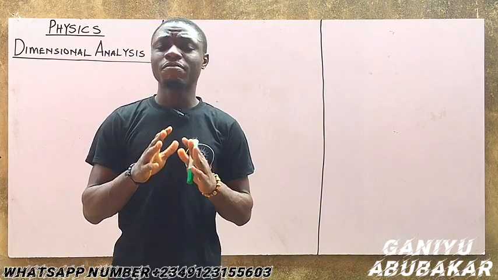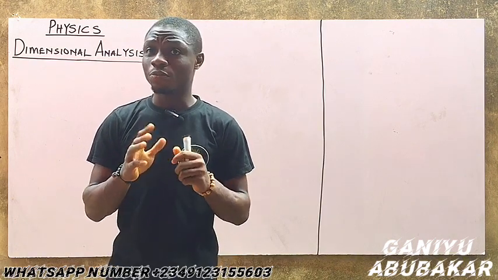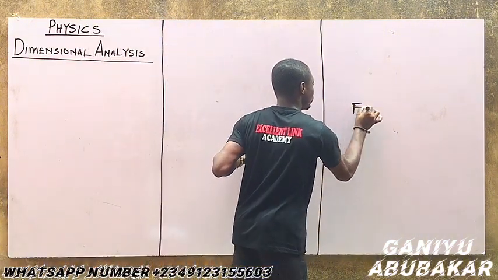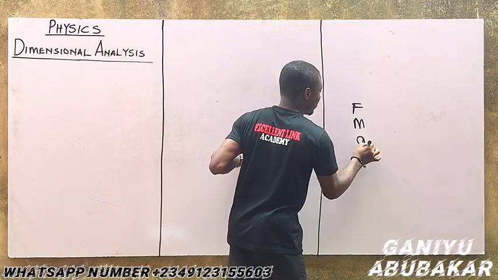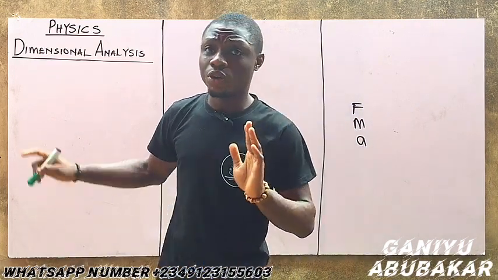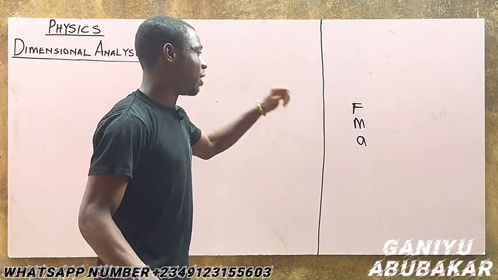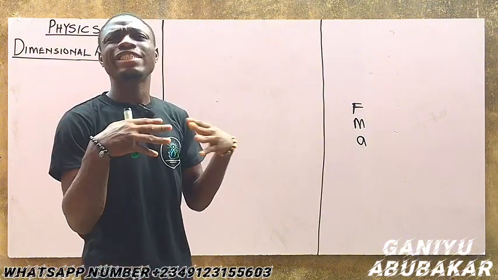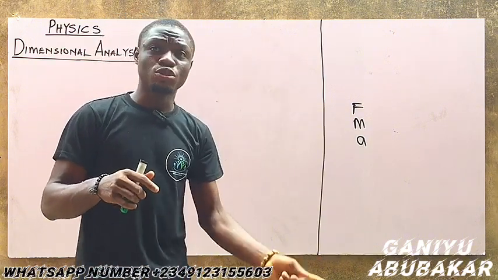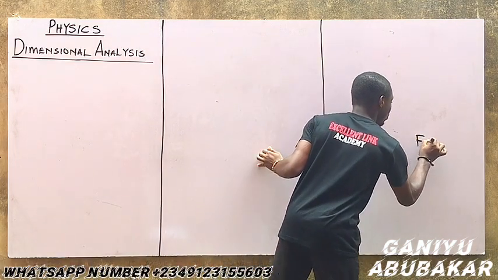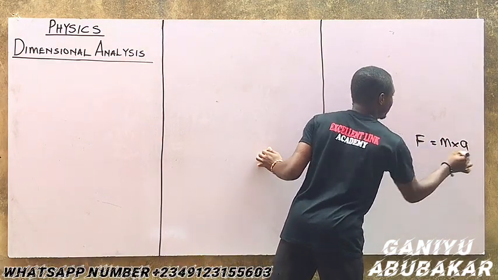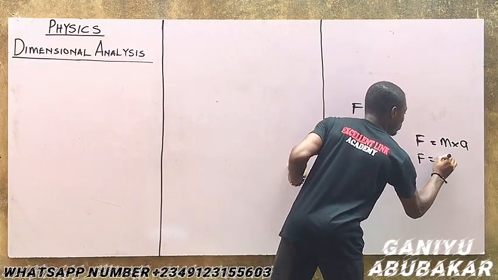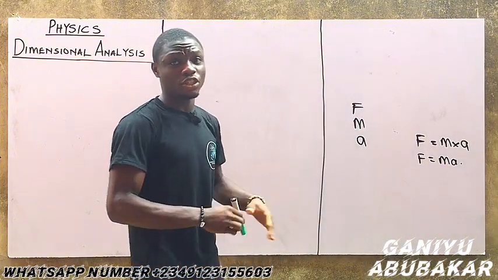Look up. Let's say I have three parameters at random: force, mass, and acceleration. I want to explain this concept. What is the relationship? From Newton's second law of motion, we know that force is equal to what? Mass times acceleration. True or false? Yes, true. So force is equal to ma, mass times acceleration.